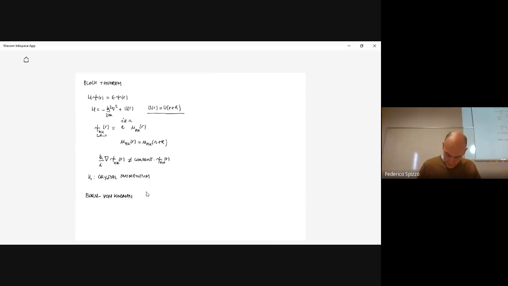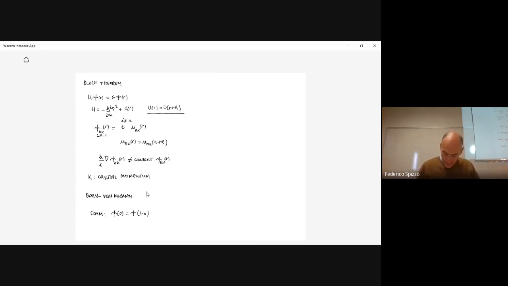In the Sommerfeld picture, the boundary conditions were applied on the two sides of the solid. So we just said psi of 0 should be equal to psi on the other side of the solid. And in this case, for instance, Lx, if we consider the x coordinate.